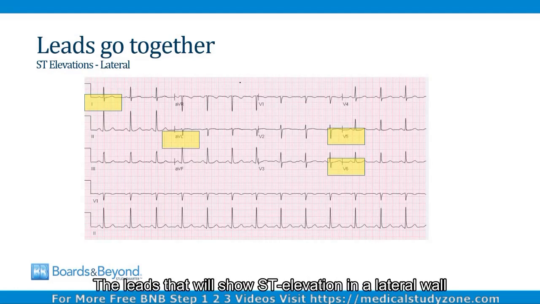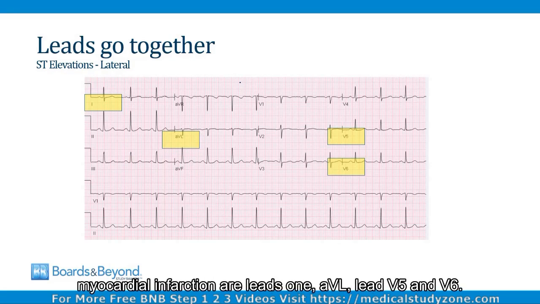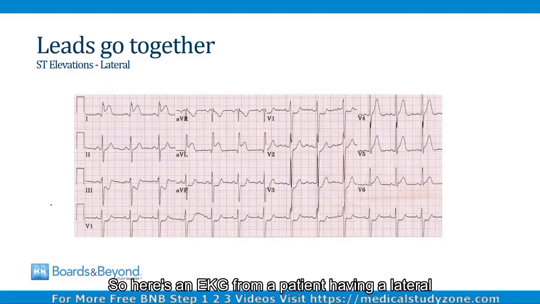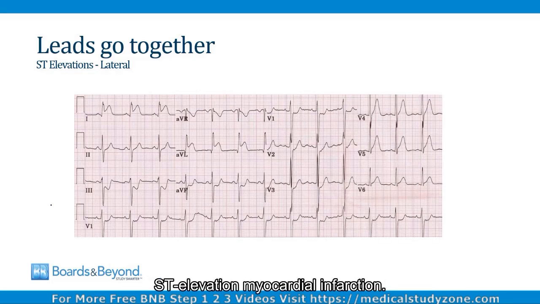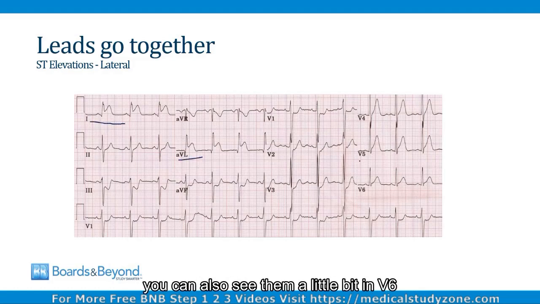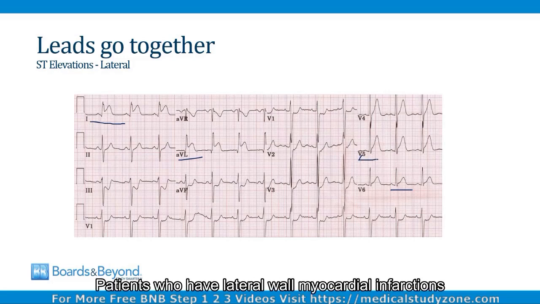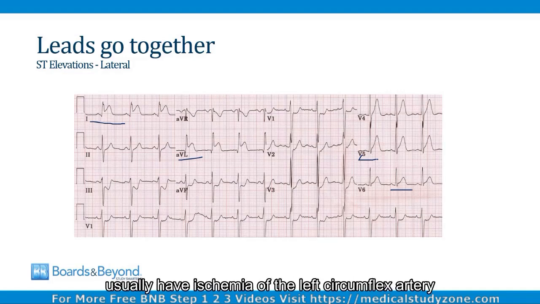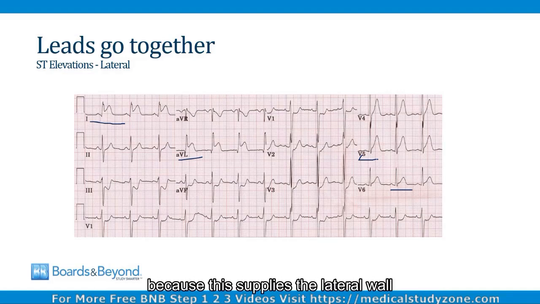The leads that will show ST elevation in a lateral wall myocardial infarction are leads 1, AVL, lead V5, and V6. So here's an EKG from a patient having a lateral ST elevation myocardial infarction. You can see the ST elevations in lead 1 and AVL. You can also see them a little bit in V6 and a little bit in V5. Patients who have lateral wall myocardial infarctions usually have ischemia of the left circumflex artery because this supplies the lateral wall of the left ventricle.